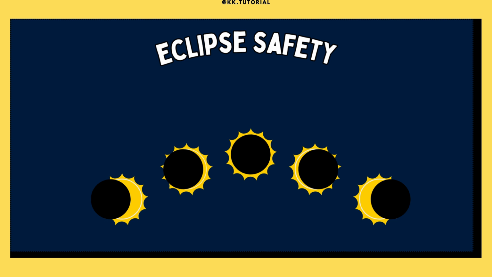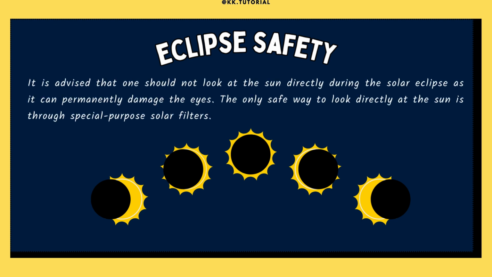It can take a few hours to a few days after viewing the solar eclipse to realize the damage that has occurred. It is advised that one should not look at the sun directly during the solar eclipse, as it can permanently damage the eyes. The only safe way to look directly at the sun is through special purpose solar filters.